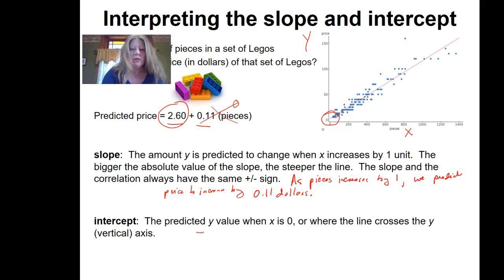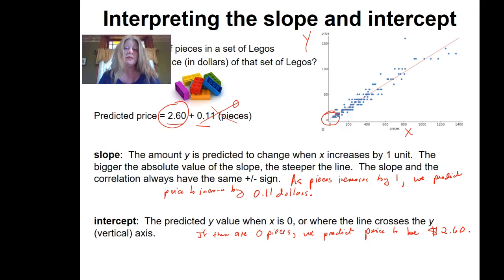So we could write this as if there are 0 pieces, and again, I really apologize for my writing. If there are 0 pieces, we predict price to be $2.60. So again, the intercept would be in the units of what your response variable is. Now, you're probably looking at that and thinking, well, if there are 0 pieces, we don't have a set of Legos, so why would we want to pay anything? Are we just paying for a box?